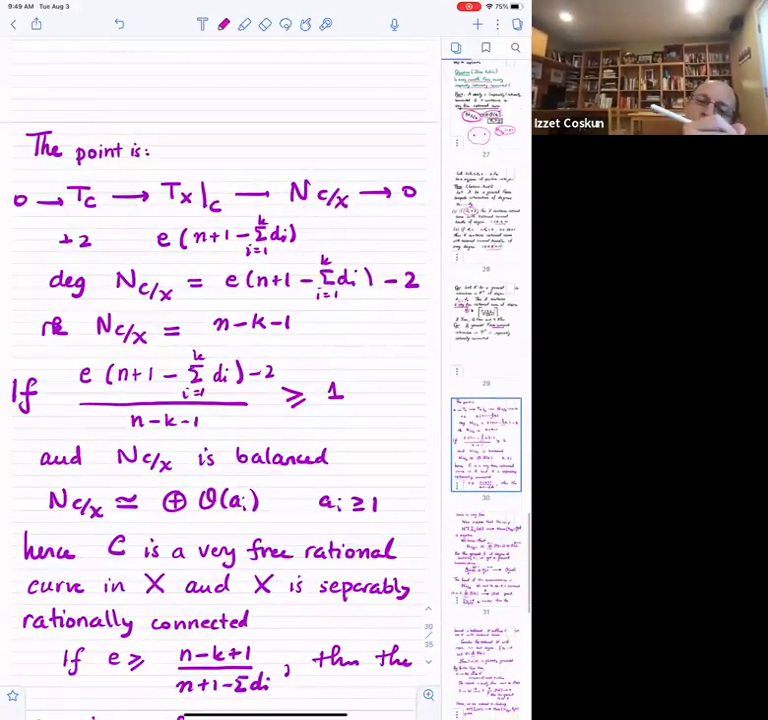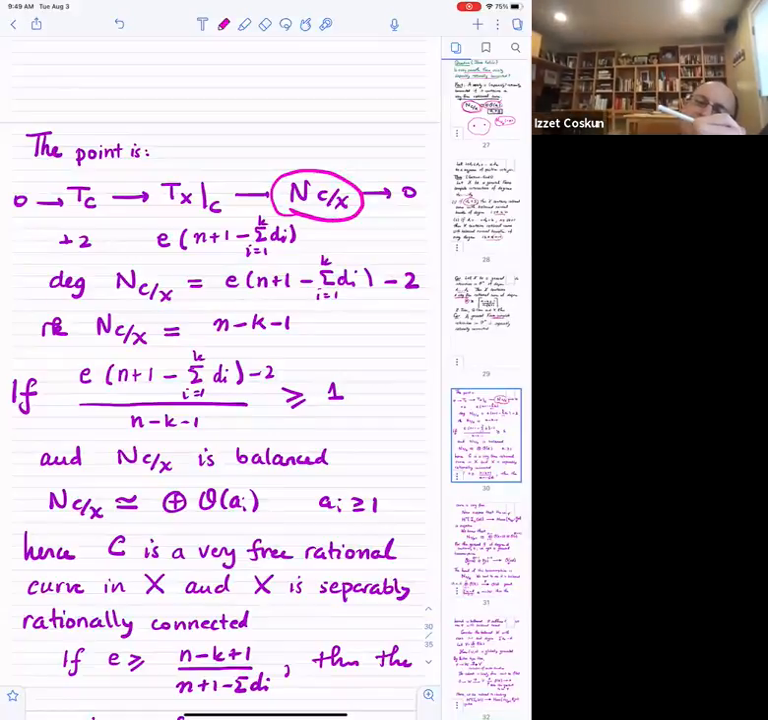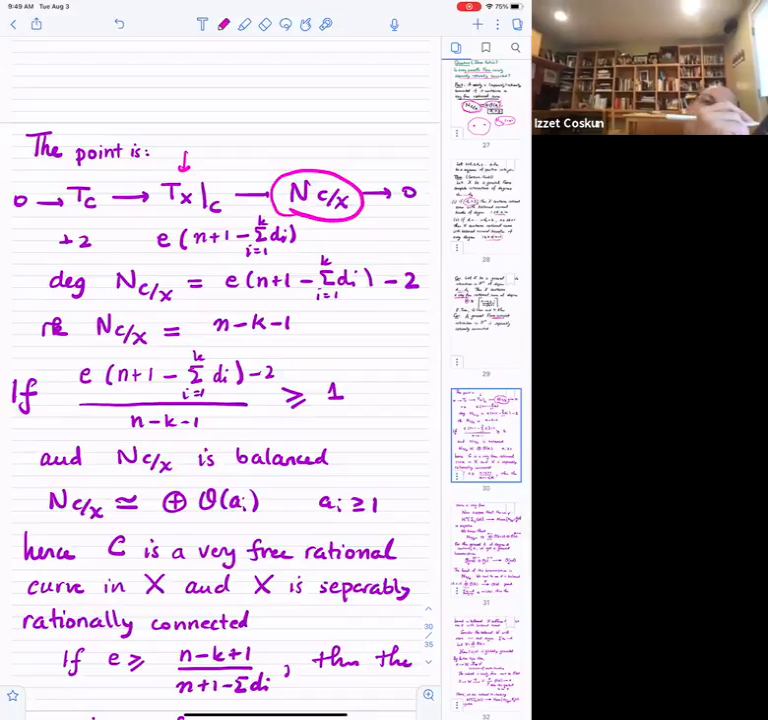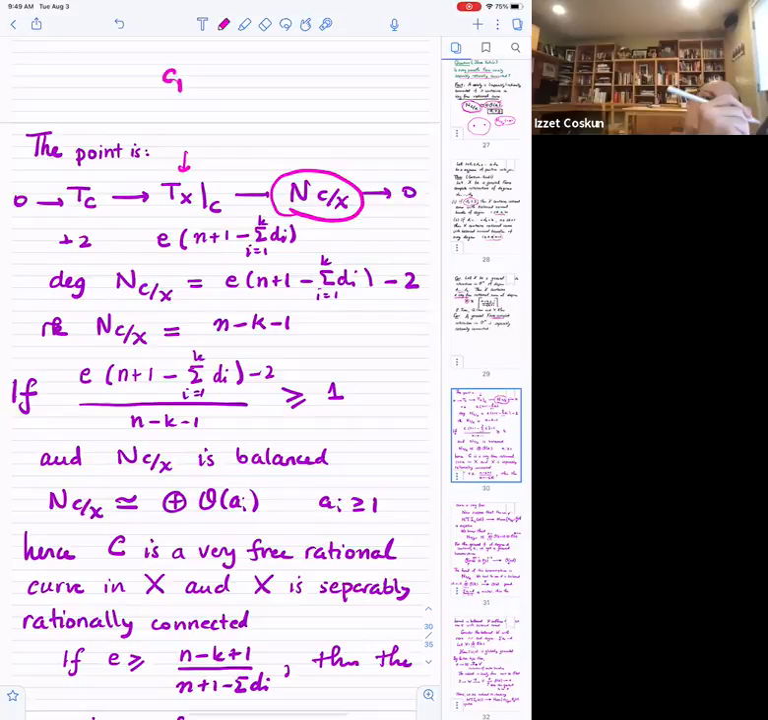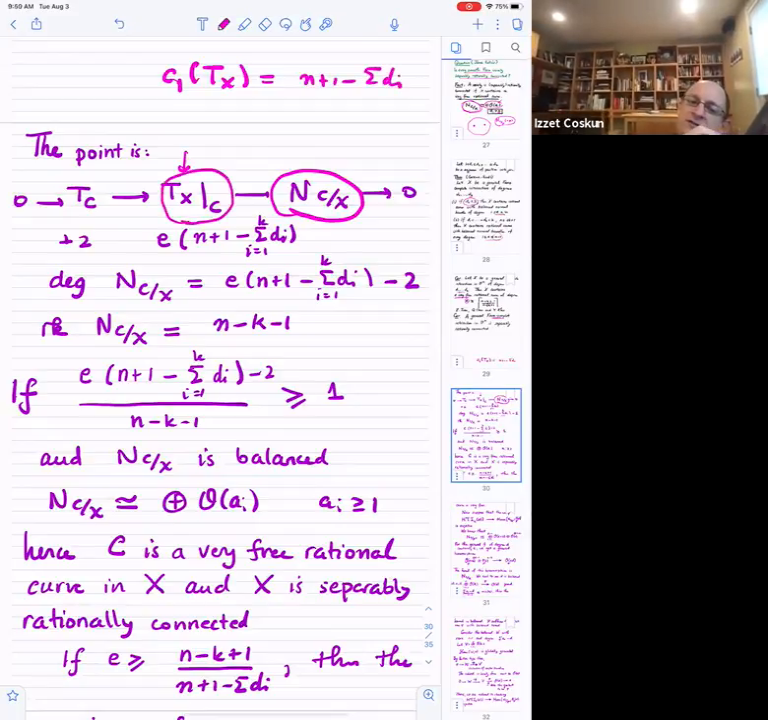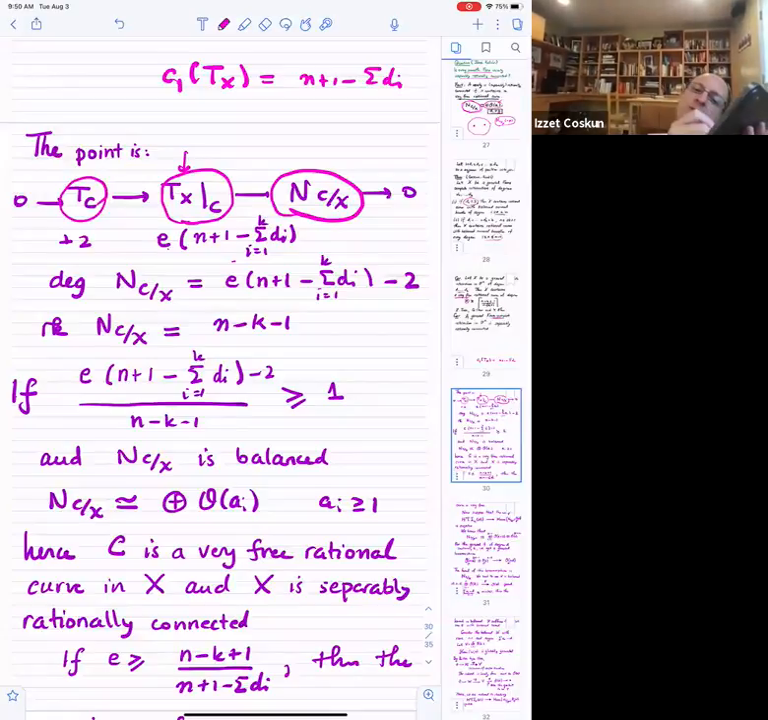So I want to compute the normal bundle of this curve. Let's compute the degree. The tangent bundle of X, we know what the degree is, right? The first Chern class of the tangent bundle of X has degree n+1 minus the sum of these d_i's. So the degree of this restriction is e times that, and the degree of the tangent bundle of P^1 is 2. So altogether, we know what happens.